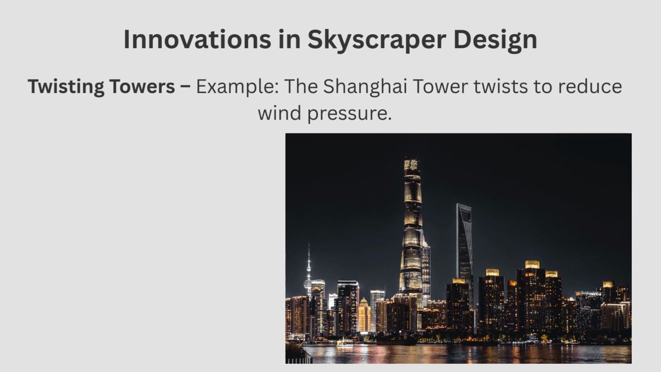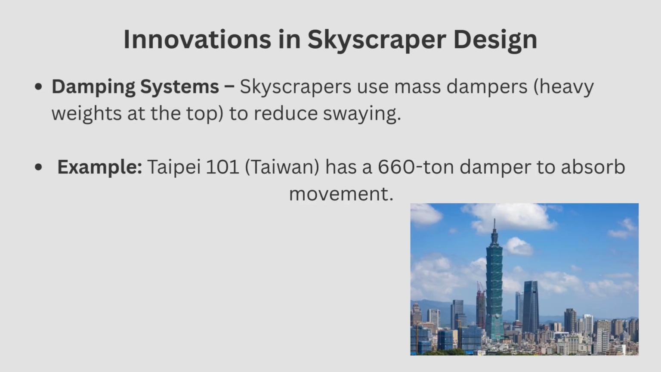Innovations in skyscraper design. Twisting towers: example, the Shanghai Tower twists to reduce wind pressure. Damping systems: skyscrapers use mass dampers, heavy weights at the top, to reduce swaying. Example: Taipei 101, Taiwan, has a 660-ton damper to absorb movement.